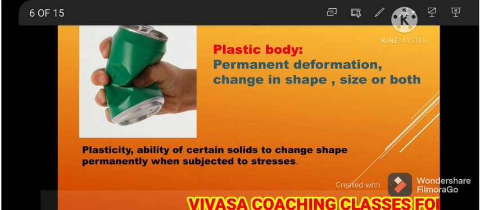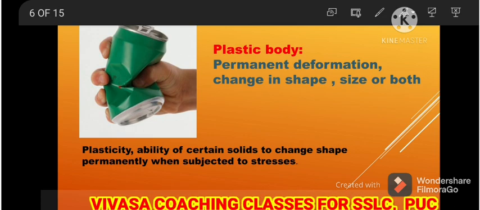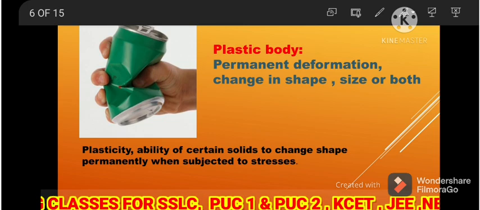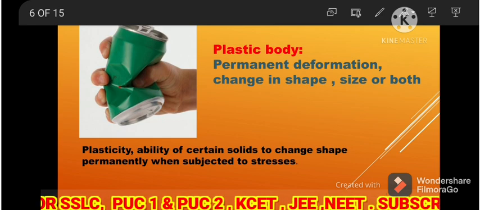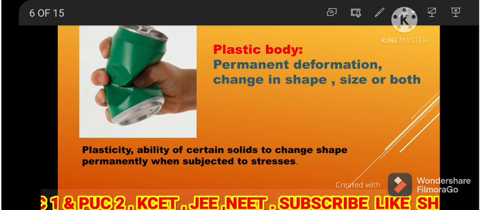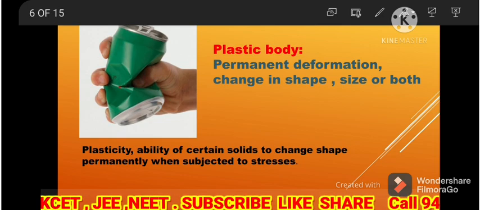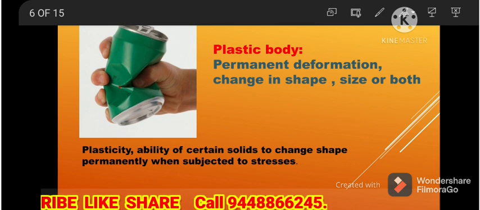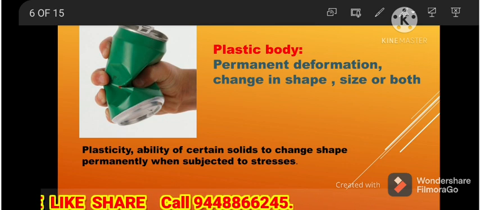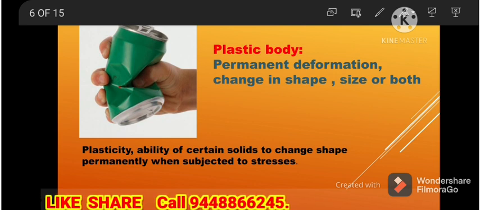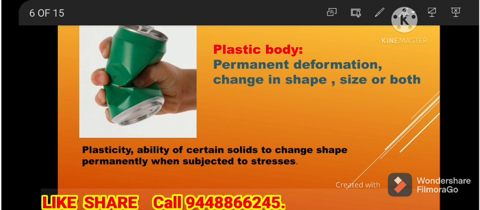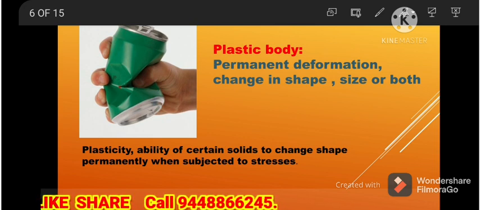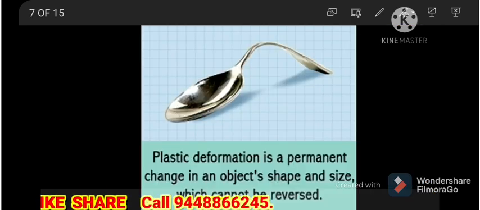Another is a plastic body. The plastic body takes permanent deformation. That means a permanent change in shape and size both takes place. You see this figure now, I think you are well convinced what a plastic body is. Plasticity is the ability of certain solids to change shape permanently when subjected to stress. This figure shows that it completely changes shape and size. Remove that force, it does not come back to the original one. This is called permanent deformation. Shape has changed, size has changed, both are changed. This body is known as a plastic body.